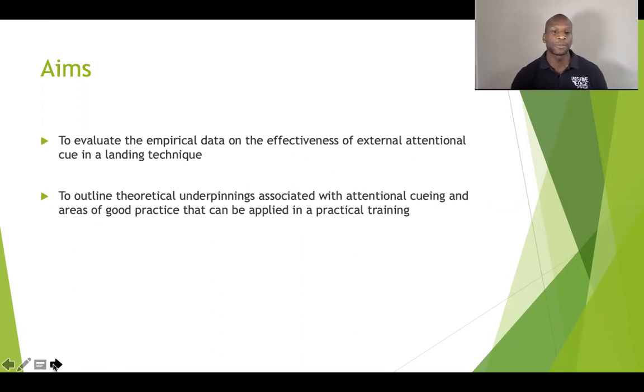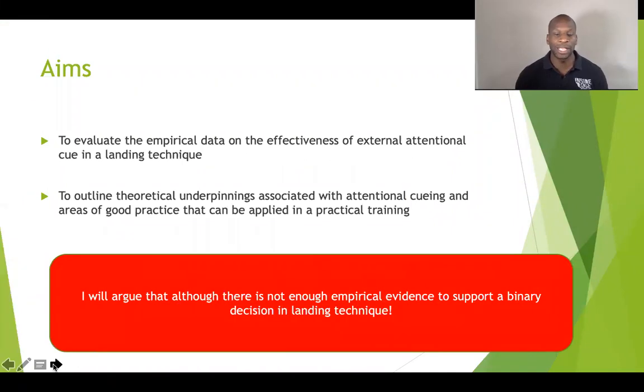We're going to outline some of the theoretical underpinnings associated with attentional cueing and also focus on some of the areas of good practice that can be applied in a practical training scenario or rehabilitation scenario. However, what I am going to argue is that whilst there is not enough empirical evidence to support a binary decision in regards to landing technique, the preponderance of evidence is very much supportive of externally related attentional cueing.